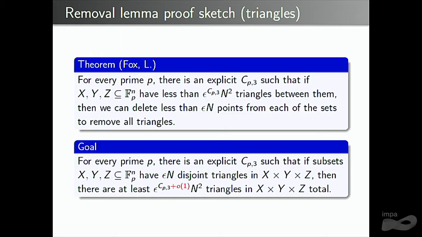And in fact, I claim that it suffices to prove this with a little o(1) in the exponent here. Here this little o(1) is as epsilon goes to 0. The reason is that if you have a construction, you can take a product construction and use that to get rid of the little o(1). So a product trick lets you get rid of it.